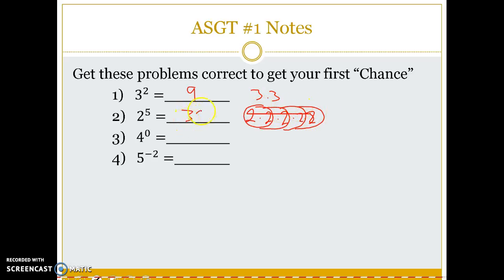another 2 is 32. 4 to the 0, this is going to be surprising to a lot of us, but 4 to the 0 power is 1. We're going to talk about why it's 1 here shortly. 5 to the negative second, this is another tough one, but 5 to the negative second is 1 over 25. Now, if you used your calculator, that would be 0.04, but I would like for us to write it as a fraction.